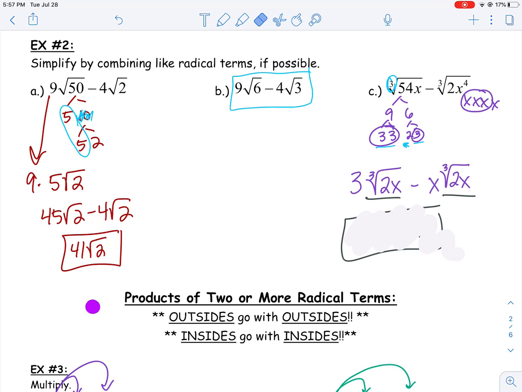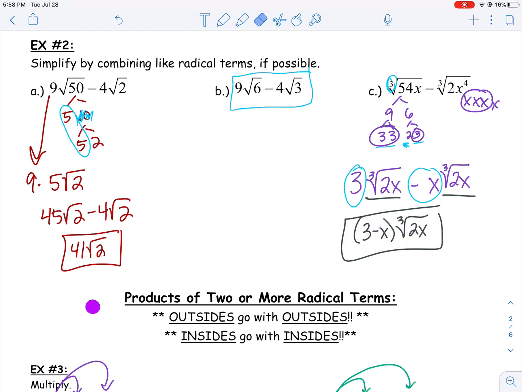What do you know? Those radicals are the exact same thing. They're both cube root of 2x's. So I should be able to combine them by adding their coefficients. Now be careful. I have a 3 and a minus x. Because those don't both have x's in them, they're not like terms. I can still combine these radicals, but I have to be careful with how I write it.